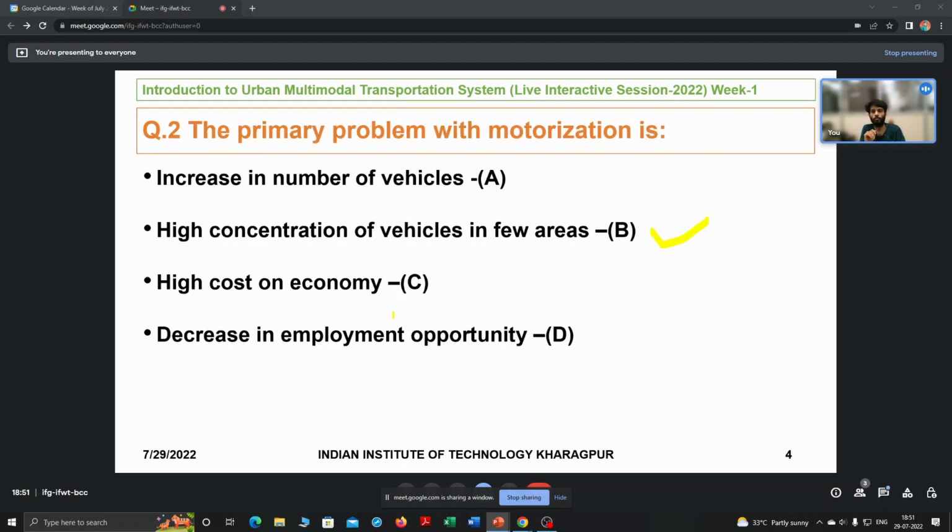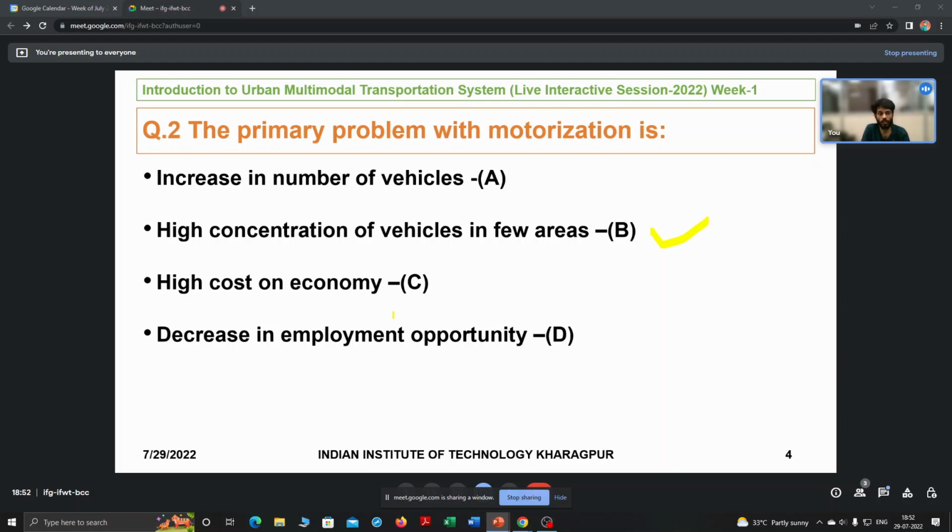So then what is the primary problem with motorization? Is it only the increase in the number of vehicles? Because if you analyze the rural areas also, between 1970 and 2020, obviously there is an increase in motor vehicle ownership in the rural areas, right? You can find that people are also now using two wheelers more often, right? So is it only the number of vehicles that is the primary problem, or is it the higher concentration of vehicles in some areas, like in metropolitan cities in India? Those are the main focus, urban areas, right?